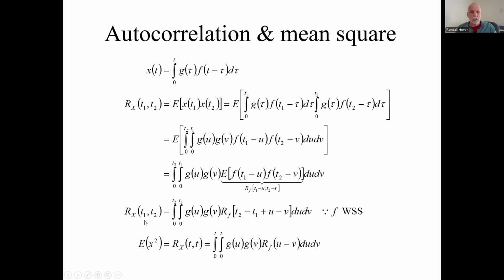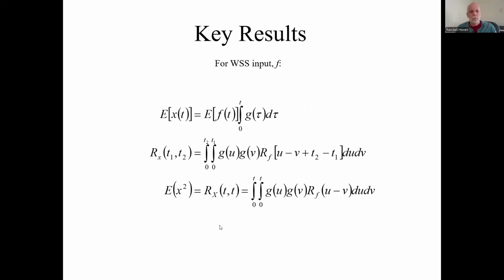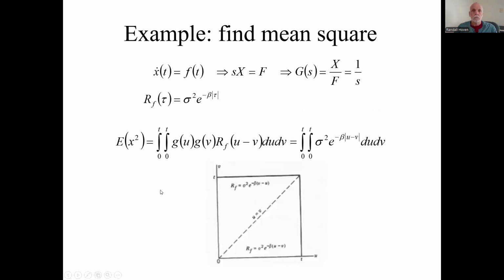The mean square is when both time arguments are the same. Put in t and t here, which means this thing goes away and it's just the autocorrelation function, this u minus v. So now we have formulas for the mean and the autocorrelation function. An example of finding the mean squared.